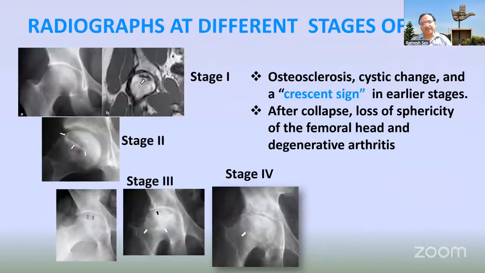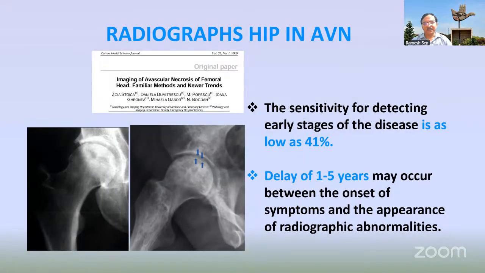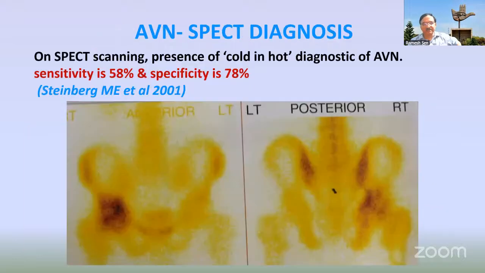If you take X-rays at various stages, they will show various changes. Then there will be a stage when we get a crescent sign, and then there will be a stage of degenerative changes. We all appreciate that many a time at early stages, X-rays may be totally normal, as I showed in the picture of that case, which for 3 years did not show any evidence on standard X-rays. So a delay of 1 to 5 years may happen between the start of the symptoms and even the appearance of anything on the X-rays.